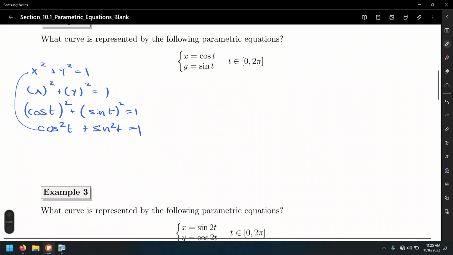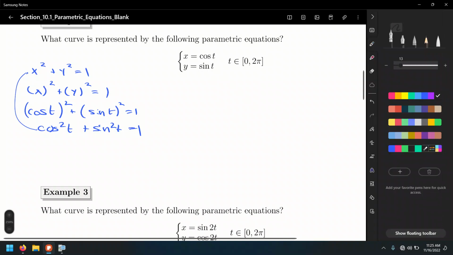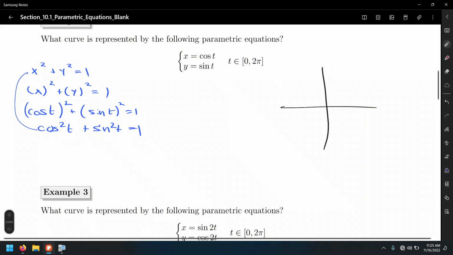But what about the graph? Let's graph a circle. This is a unit circle. What do we need to add in order to show a sense of direction of this parametric equation? Because in this case, we're not just plotting points for x and y. We have a particle either moving counterclockwise or moving clockwise. How are we going to know?